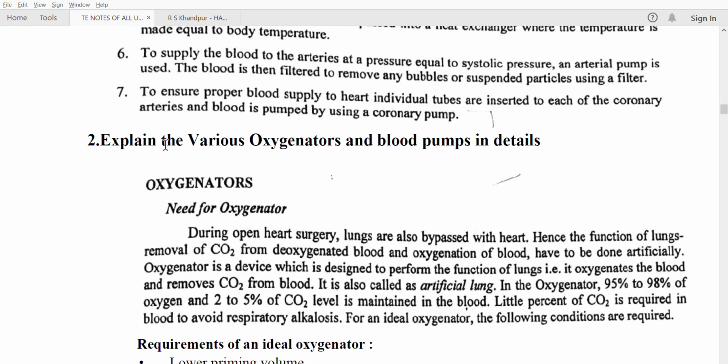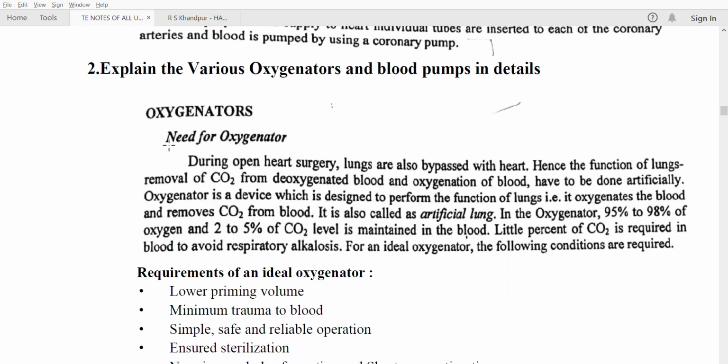And what are the various oxygenators available? The need for an oxygenator: the lungs are bypassed along with the heart, hence the function of the lungs, removal of CO2, is done by the oxygenator. In the blood, 95 to 98% oxygen and 2 to 5% CO2 is maintained. CO2 is required to avoid respiratory alkalosis.